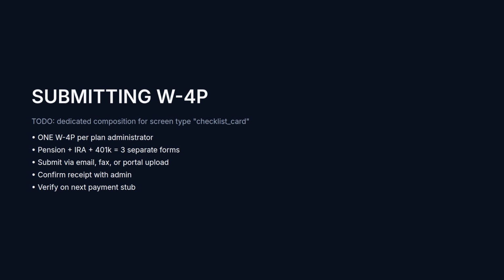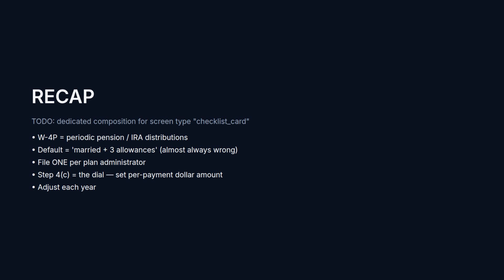Recap. W-4P controls withholding on periodic retirement payments. The default married with 3 allowances underwithholds for most retirees. Fill out W-4P immediately when retirement payments start. Use Step 4, C, as the dial to match your real tax liability. File 1 per payer. Adjust each year as your income changes.